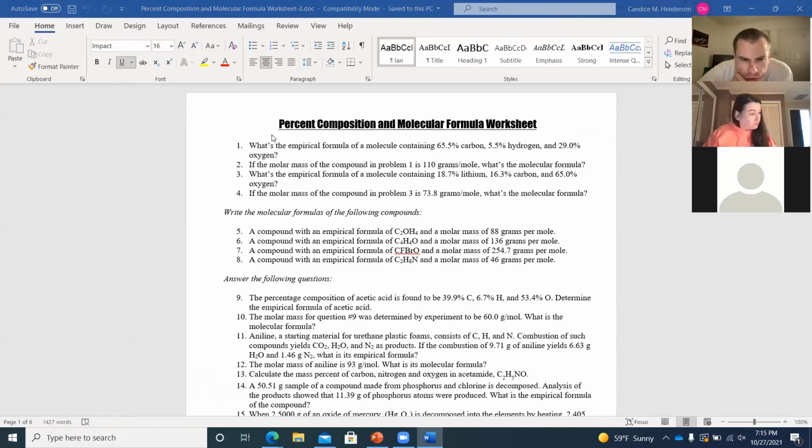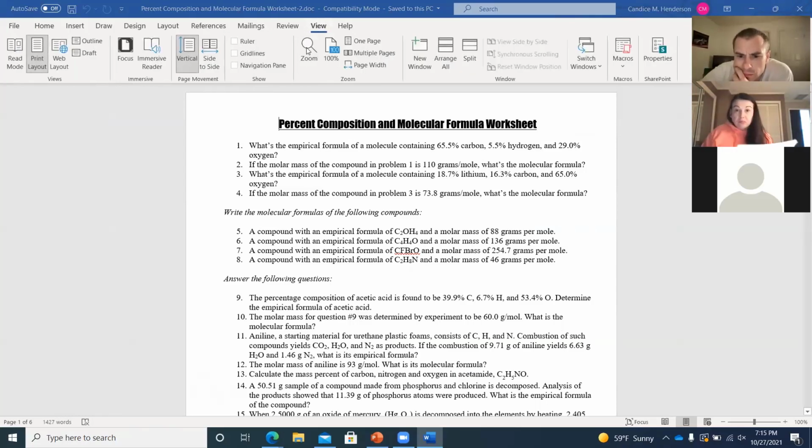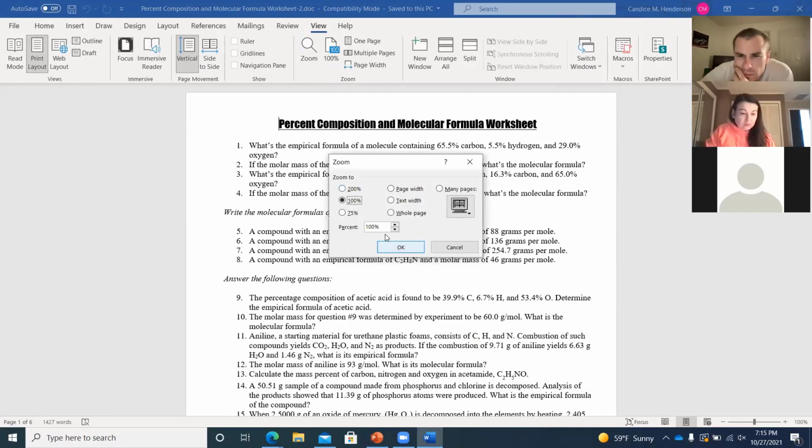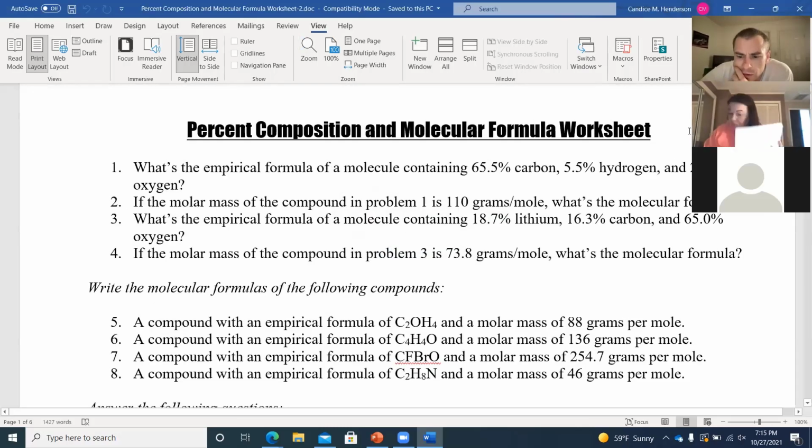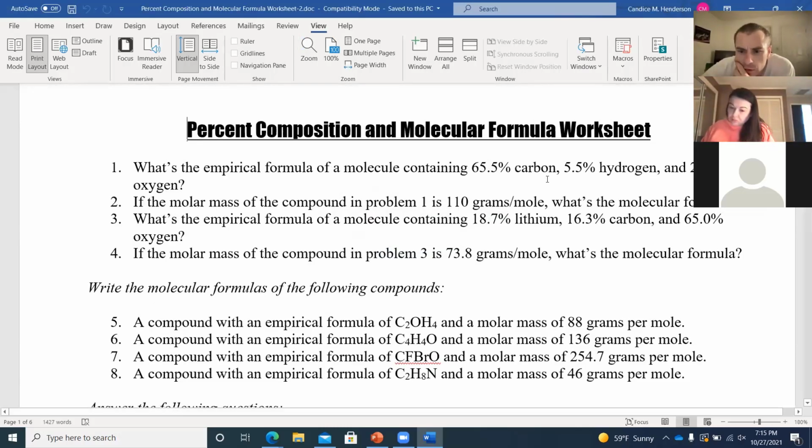It says, what is the empirical formula for a molecule that contains 65.5% carbon? Let me zoom in here a little bit. We're so far away. Okay, there we go. So we've got 65.5% carbon, 5.5% hydrogen, and 29.0% oxygen. I'm going to go back to the whiteboard and I'm going to write those values down.